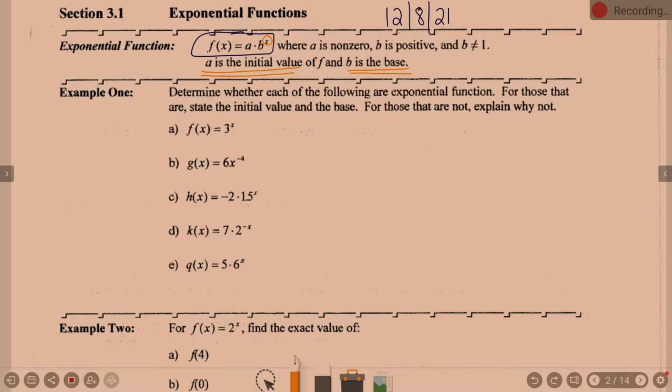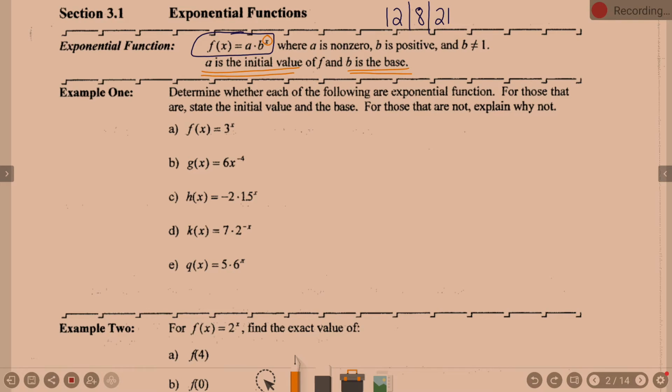Okay, so one of the things I want you to be able to do. Example 1, determine whether each of the following are exponential functions. For those that are, state the initial value and base. For those that are not, explain why not. So as we look at example A, f of x equals 3 to the x.